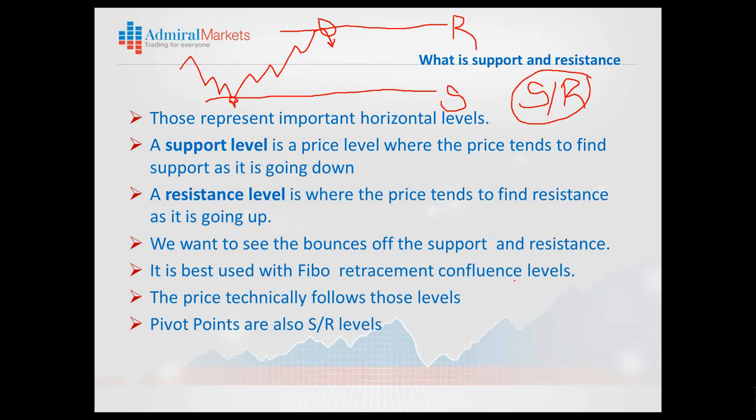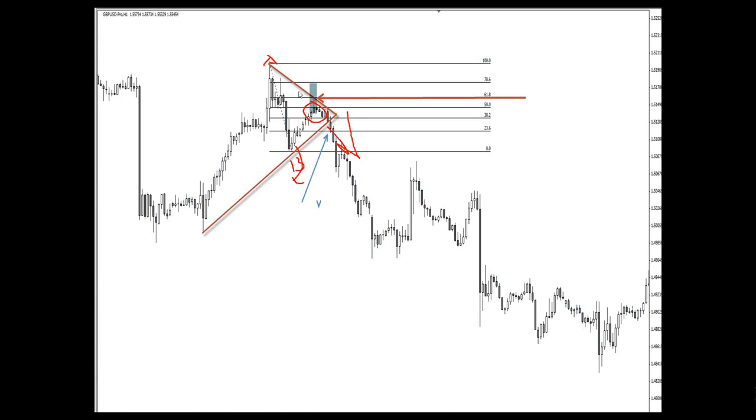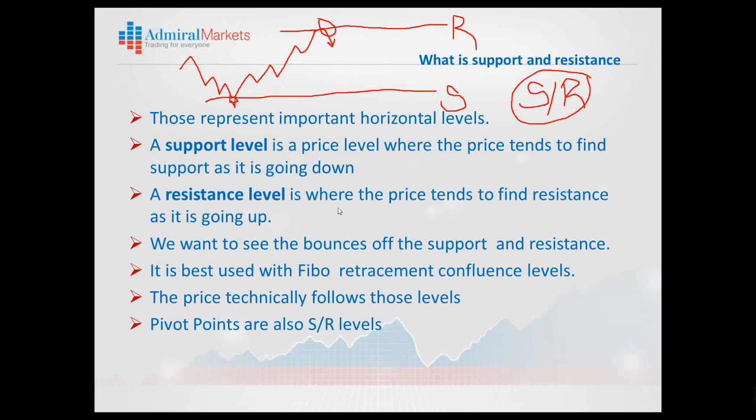It's best used with Fibo retracement confluence levels. So I showed you my earlier example. This was a trend line, and let's say that we have a pivot point around this level. So this is also a horizontal level of resistance and support, a pivot point. Price technically follows those levels. So if you are a technical trader and you want to trade with a trend, you know that the price will usually follow those levels. Price usually respects those levels when there is low volatility.